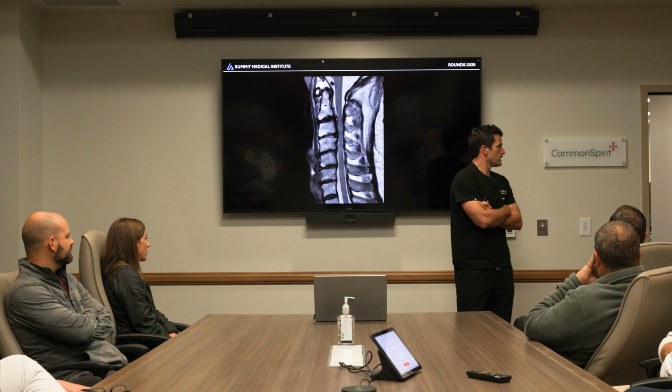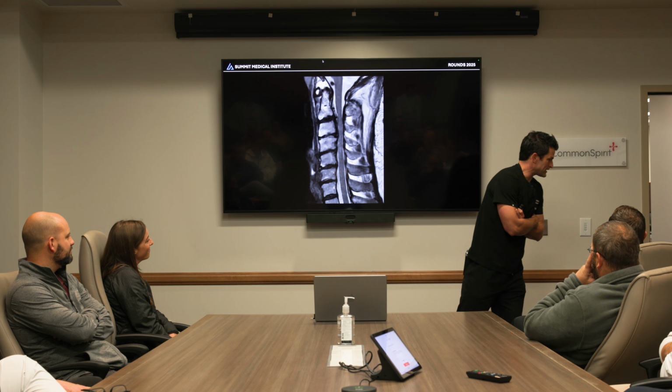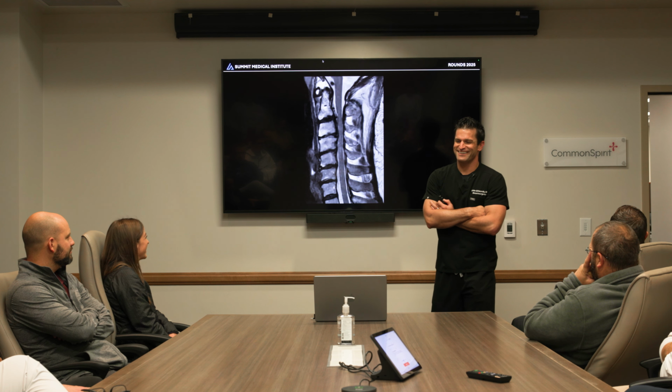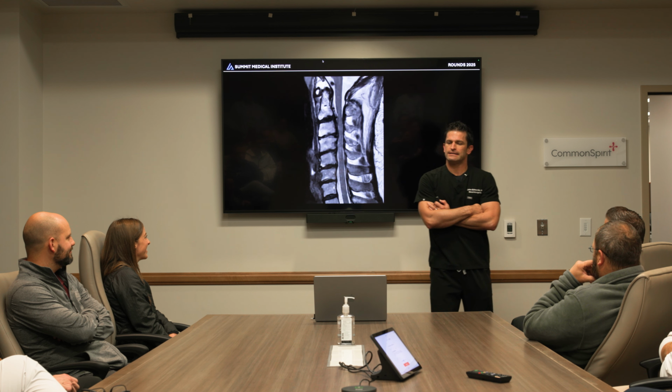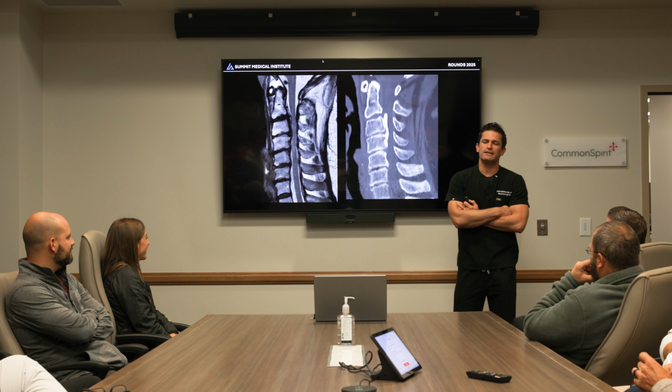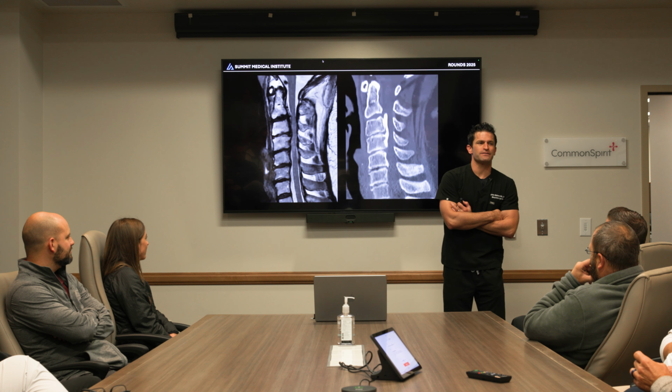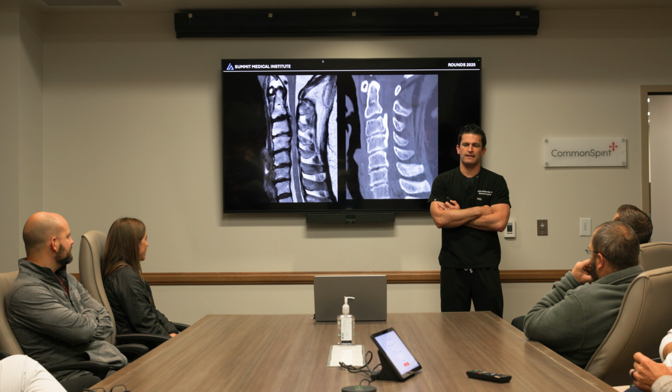CT scan? Tyler, from outside the room, says to do a CT scan. And so that's a good idea. What do you see now on the CT that's different, or more obvious, I should say, than you see on the MRI?